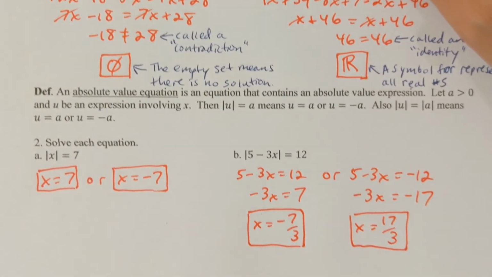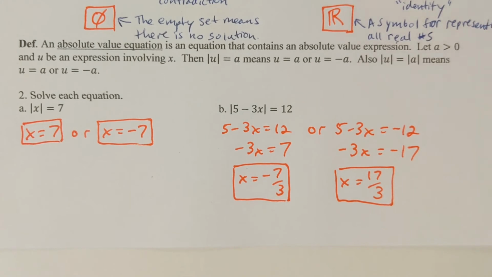Okay. Another kind of equation that we'll need to know how to solve is an absolute value equation. An absolute value equation is an equation that contains an absolute value expression. Let a be some positive number, so a is greater than 0, and u be an expression involving x. Then if you have the equation, the absolute value of u equal a, and you want to solve for x, what that means is that in order to lose the absolute value bars, you'll need to write two equations.